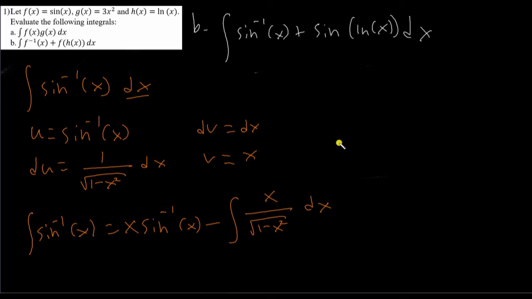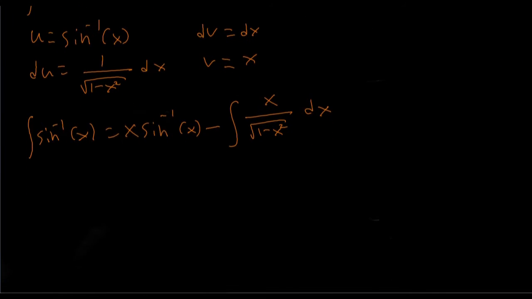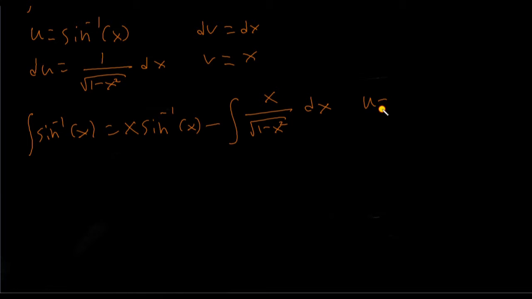And now how do we evaluate this? Well, we're going to use u substitution, saying u is equal to 1 minus x squared, and then du is negative 2x dx. I'm just going to move this over to the side and do it in a separate color. So the integral of x over the square root of 1 minus x squared.